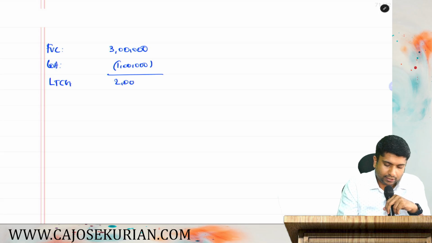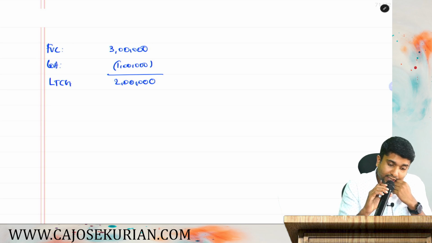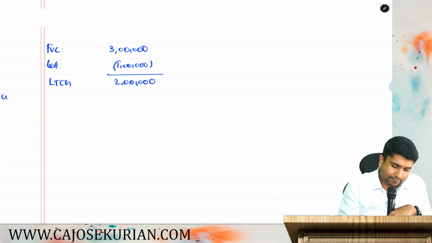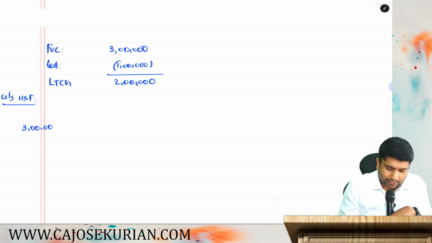2 lakh. Now they have invested that consideration in shares on 31st March 2025. So within 6 months time they have invested. So you can claim exemption under section 115F. How do you claim exemption? Out of net sale consideration of 3 lakh. Here there is no direct expenses, so full value consideration itself is the net sale consideration.